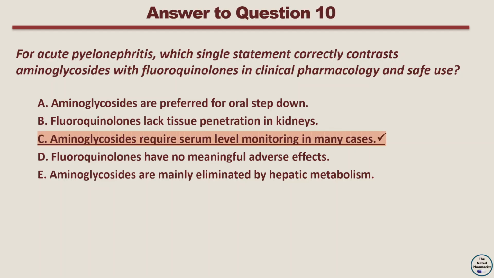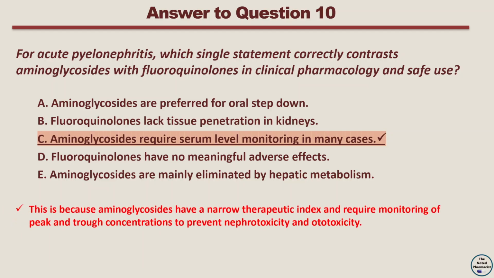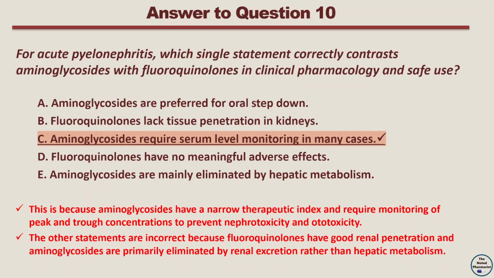The correct answer is option C, aminoglycosides require serum level monitoring in many cases. This is because aminoglycosides have a narrow therapeutic index and require monitoring of peak and trough concentrations to prevent nephrotoxicity and ototoxicity. The other statements are incorrect because fluoroquinolones have good renal penetration and aminoglycosides are primarily eliminated by renal excretion rather than hepatic metabolism.